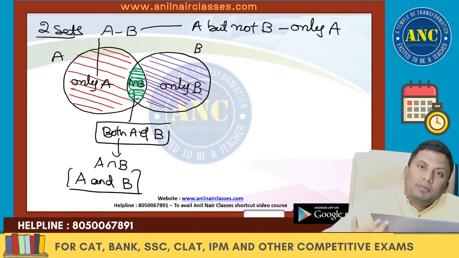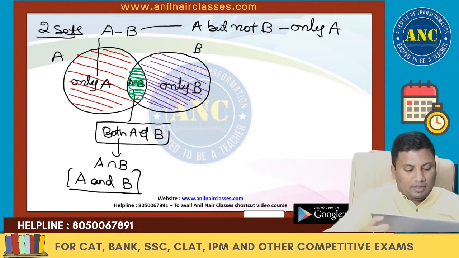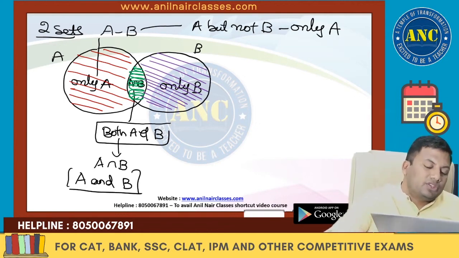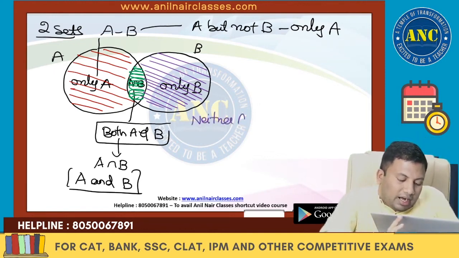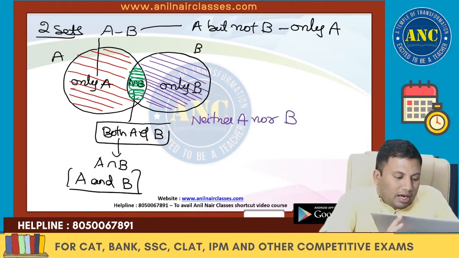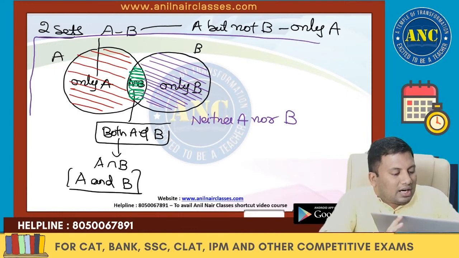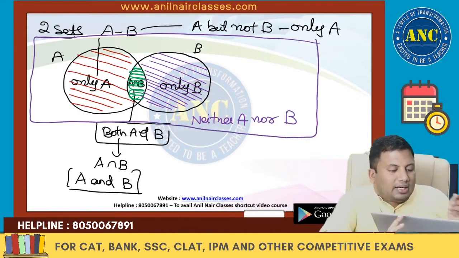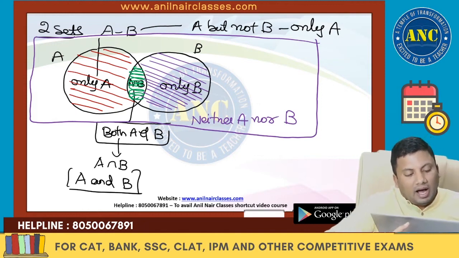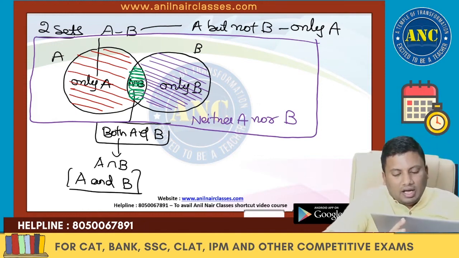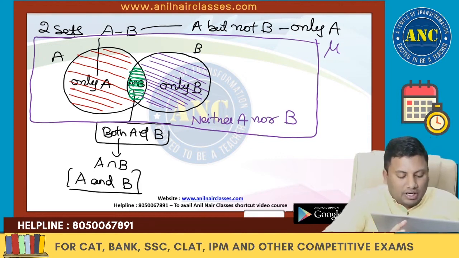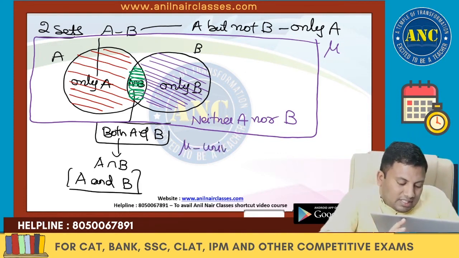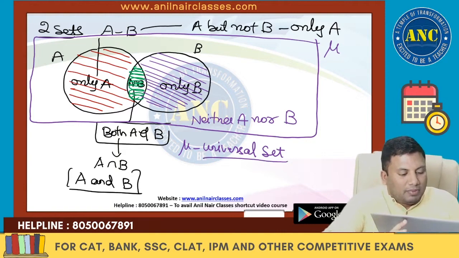Suppose in a class there might be a few students who like only actor A or only actor B. There might be students who like both actors A and B. There could also be students who like neither actor A nor B. This is my entire class, where the students like only A, only B, both A and B, or neither A nor B. This I call mu, which is nothing but my class students. So mu is nothing but the universal set.